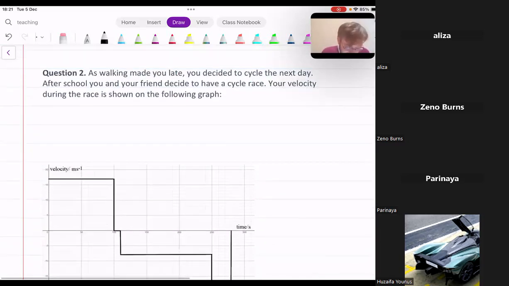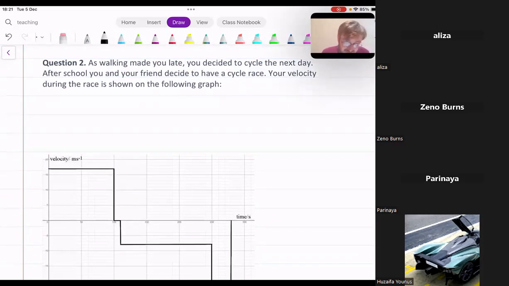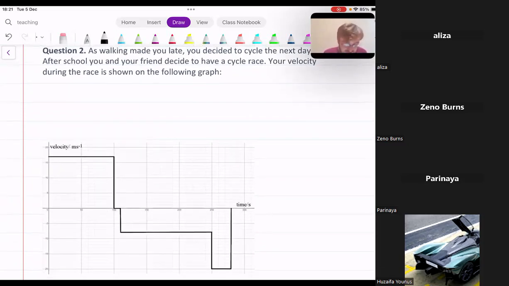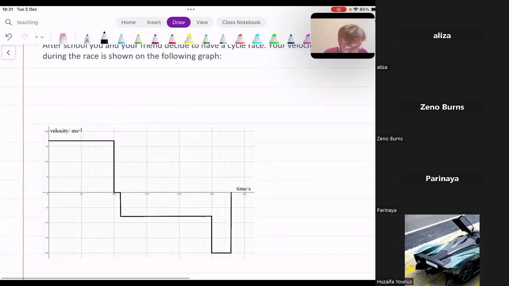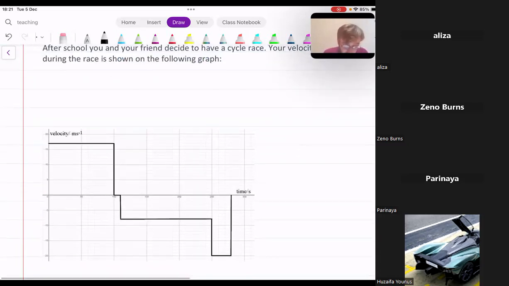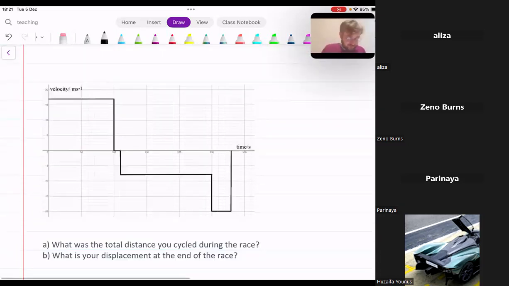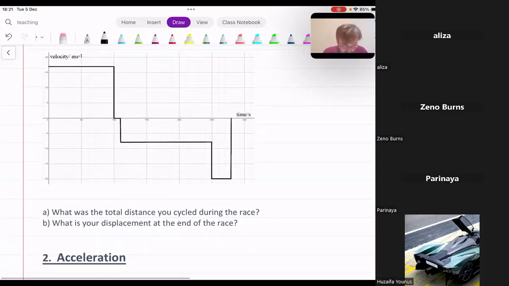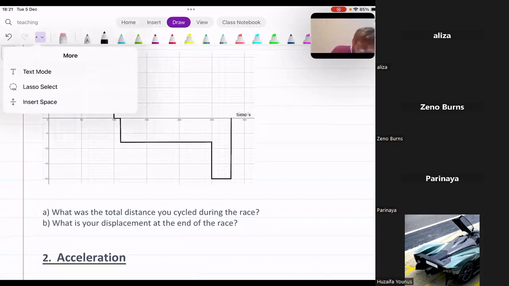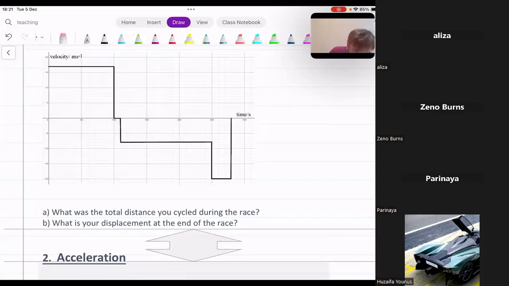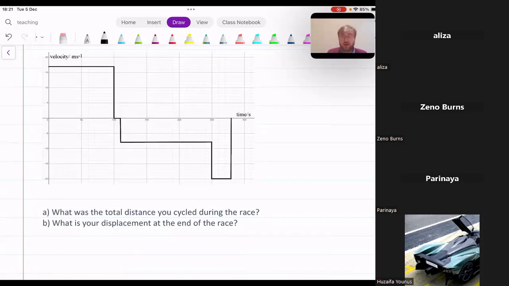Okay. For the next question, the next day you decide to cycle. After school, you and your friend decide to have a cycle race, and your velocity during the race is shown on the following graph. We want to work out the total distance you cycled and the total displacement, so how far apart at the start and the end of the race.